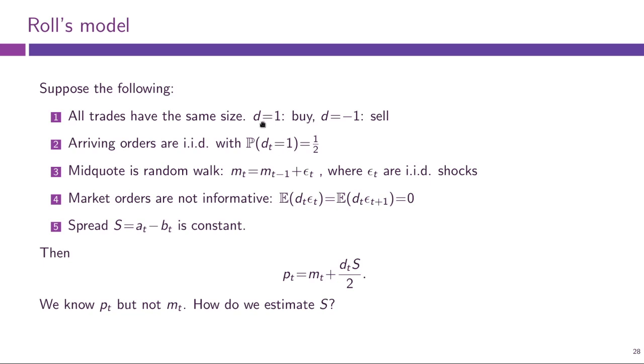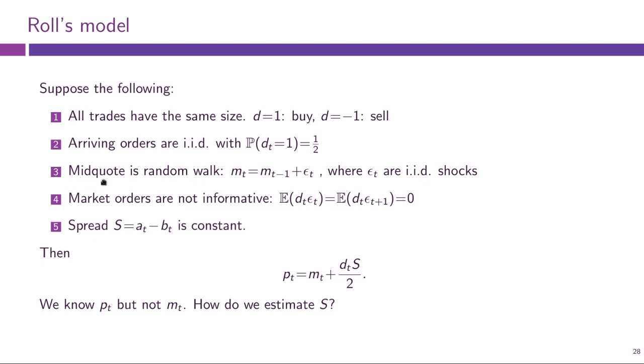Now there is a model, and the model is very stylized, which means it has a lot of different assumptions which are not necessarily always true. So the model assumes that all trades have the same size, and we'll call directions by D1 and D-1, but you do not need to observe directions in the data. These are just directions in the model. We say that all arriving orders are either a buy or a sell with a 50-50% chance. So the direction of trade of the arriving order is random.